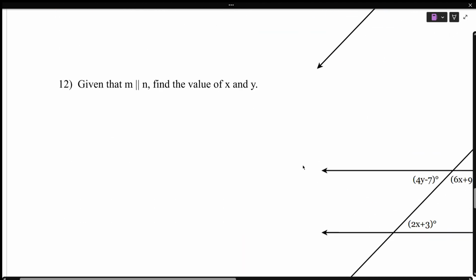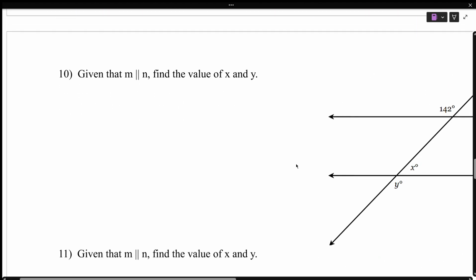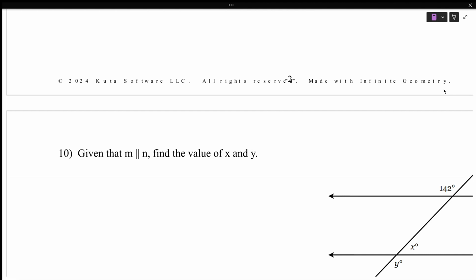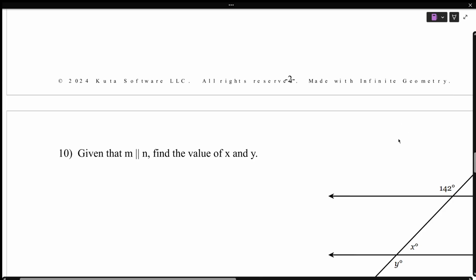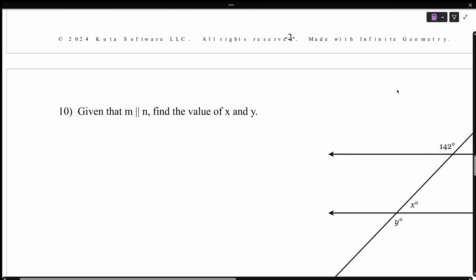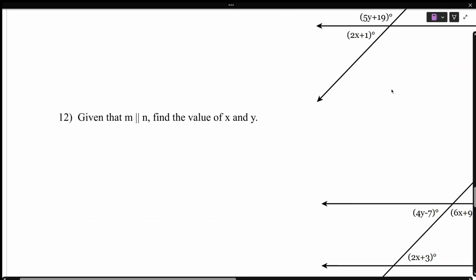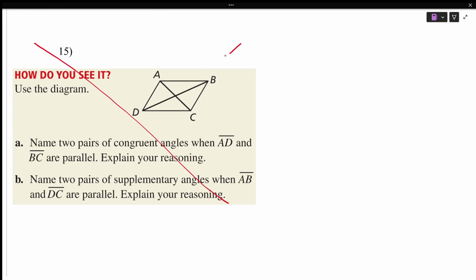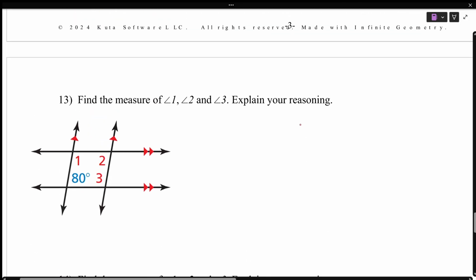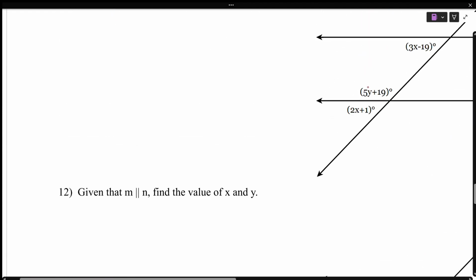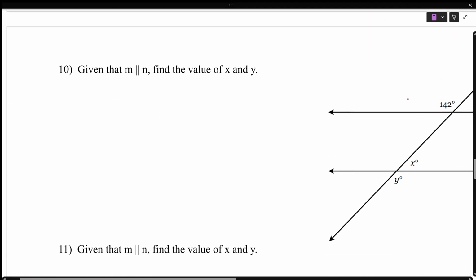All right, let's try these other ones. Sorry about that. I'm going to do 10 and 11. We're going to skip 15. It's okay, we don't have to do 15. And then 10, 11, and 13. And then you're going to do the rest of that.